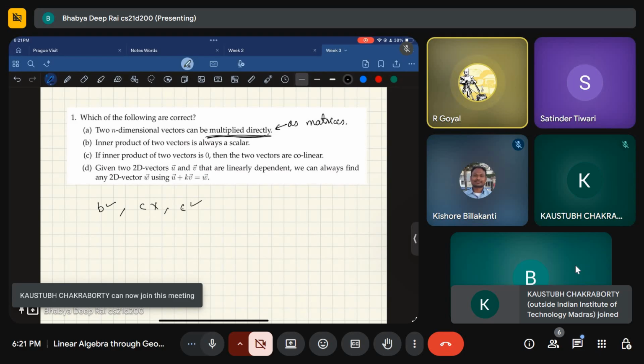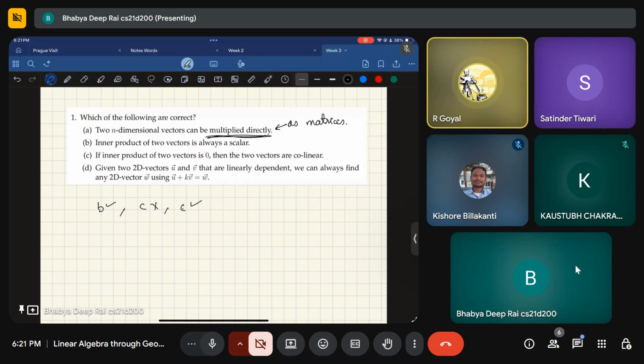I think that two n-dimensional vectors can be multiplied if we multiply one vector with the transpose of the other. So directly not multipliable, so A is not correct. If I have a vector, its dimension would be n cross one, and another vector, its dimension would also be n cross one. To multiply, I need to take the transpose of the second one, so that its dimension becomes one cross n, and then I can take the product in the similar way.